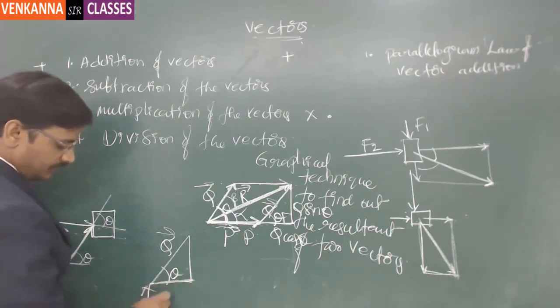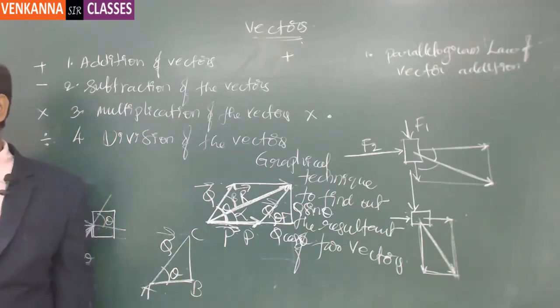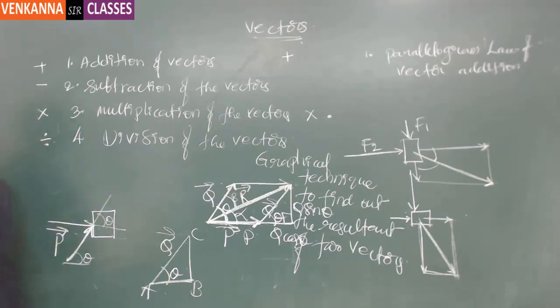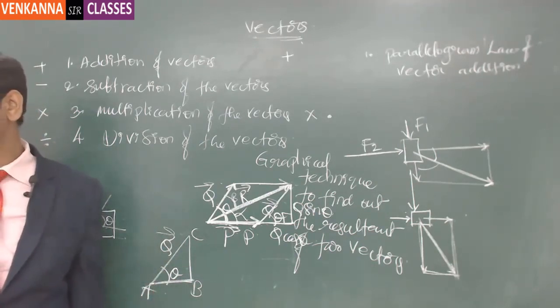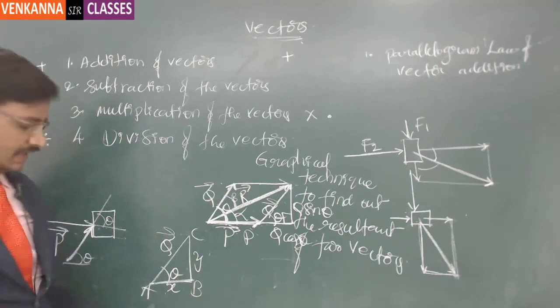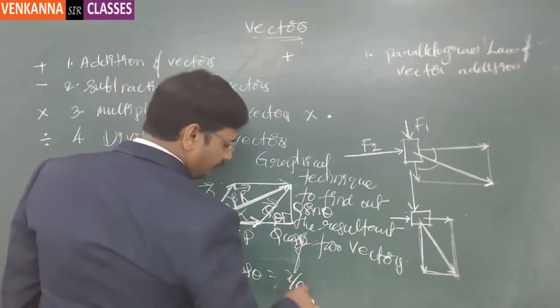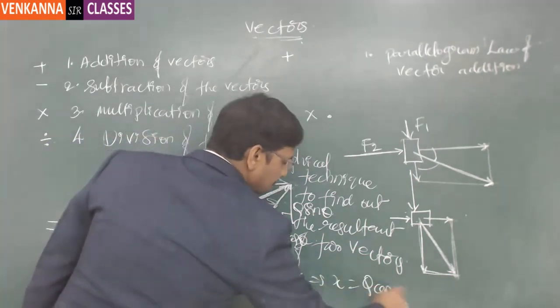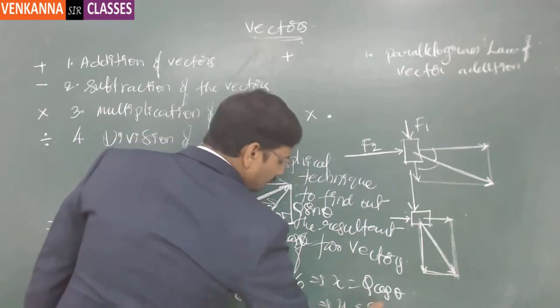Then what is this magnitude, the horizontal one? Suppose I say ABC, what is the length of AB? It is Q cos theta. How can you say that this is Q cos theta? If this is X and this is Y, then obviously cos theta is equal to X by Q, and from there X is equal to Q cos theta. Similarly, sin theta is equal to Y by Q and Y is equal to Q sin theta.